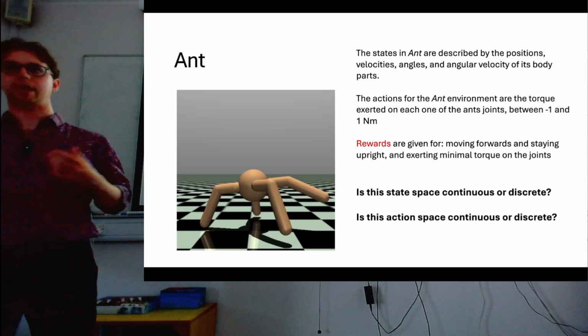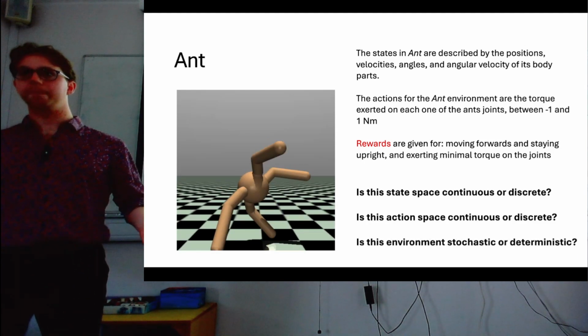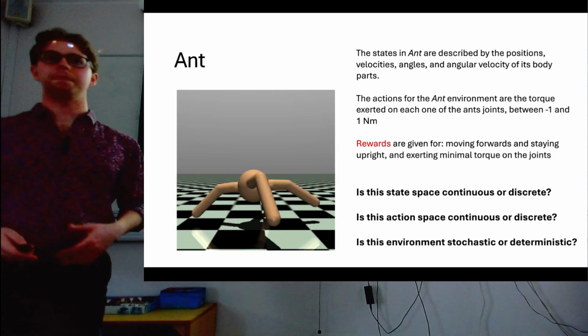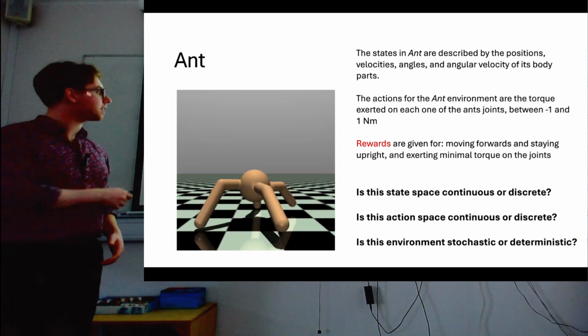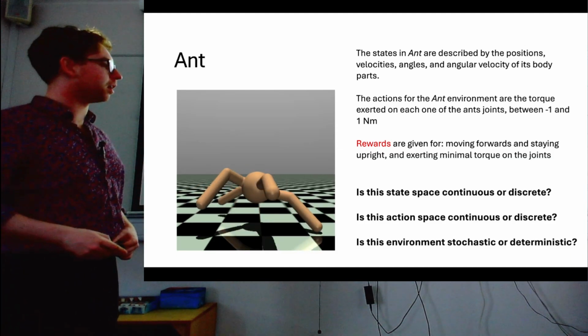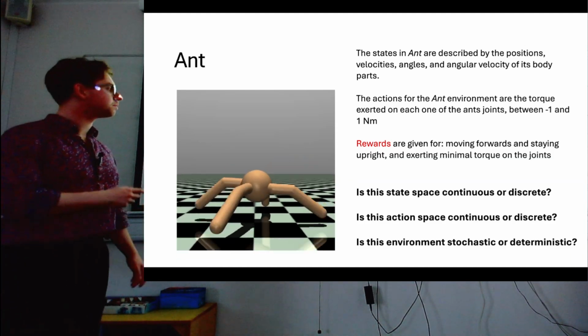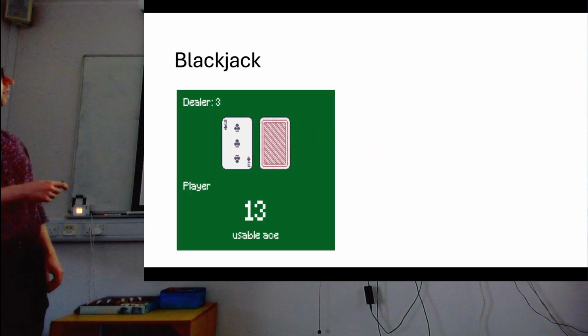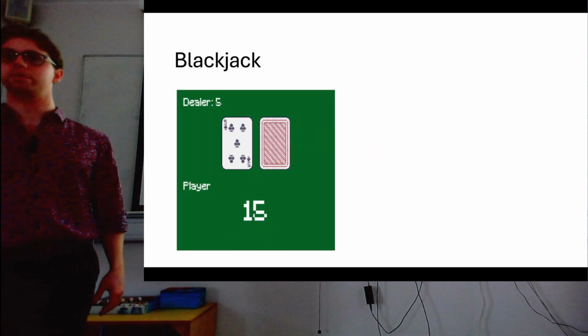And is the environment stochastic or deterministic? Yeah, it's a deterministic environment. It's built on top of a physics engine called MuJoCo, and the same actions always lead to the same next state. Fantastic. Okay, Blackjack is one of the Atari games. There's a game suite called Atari.